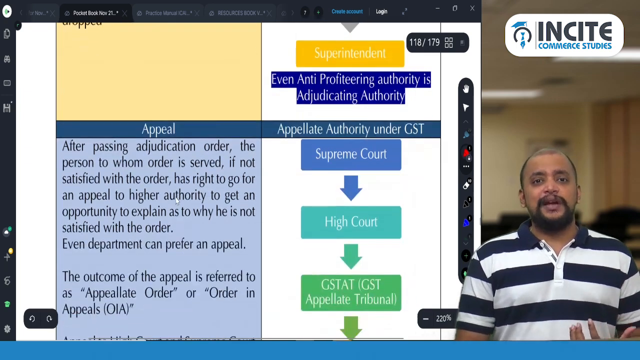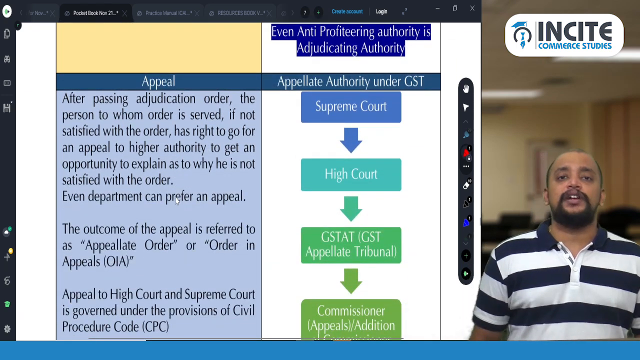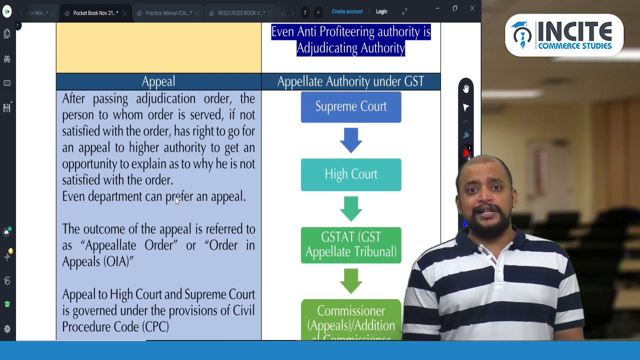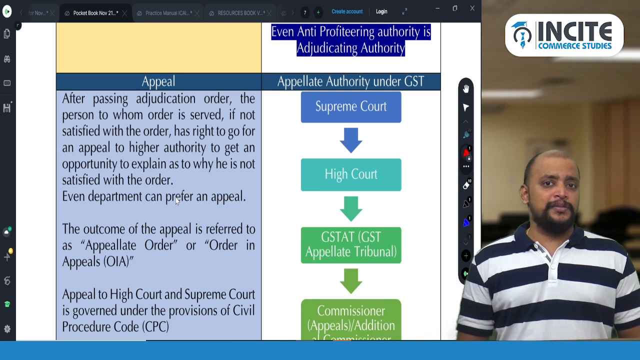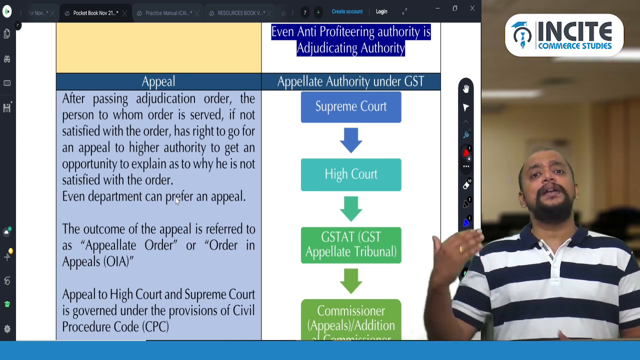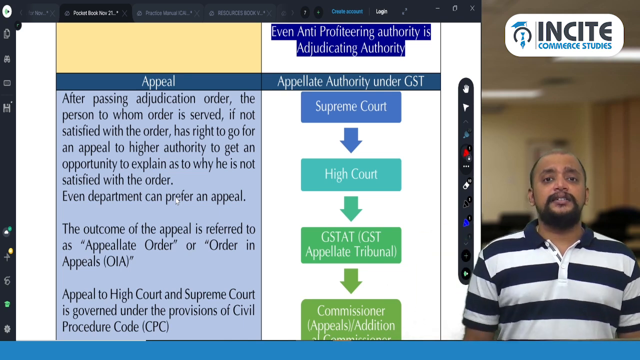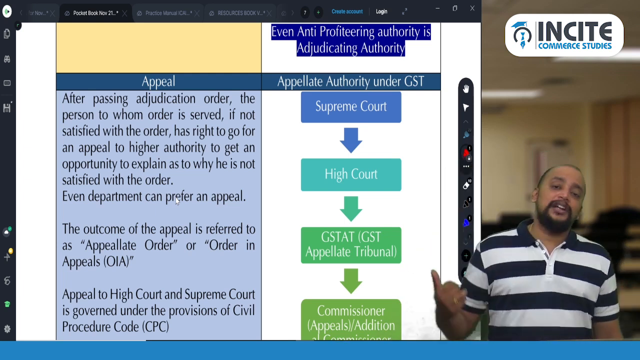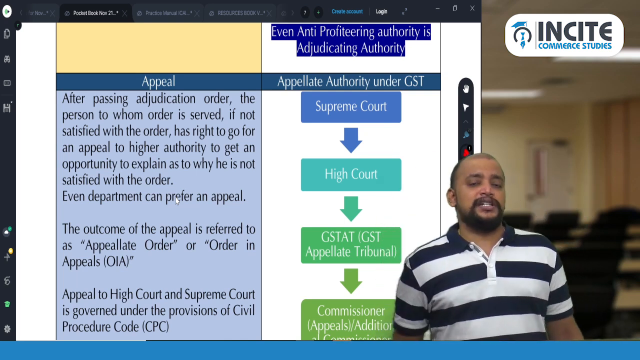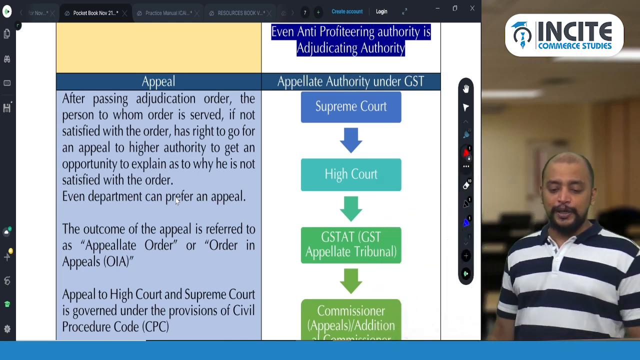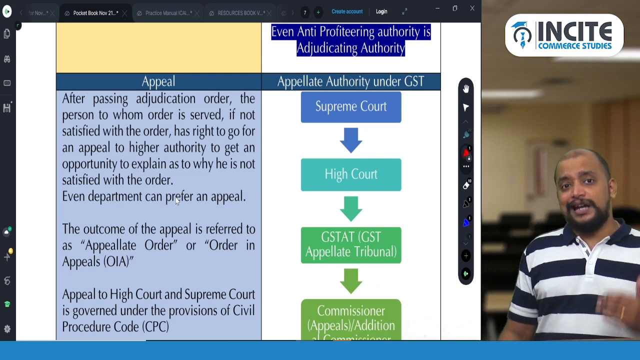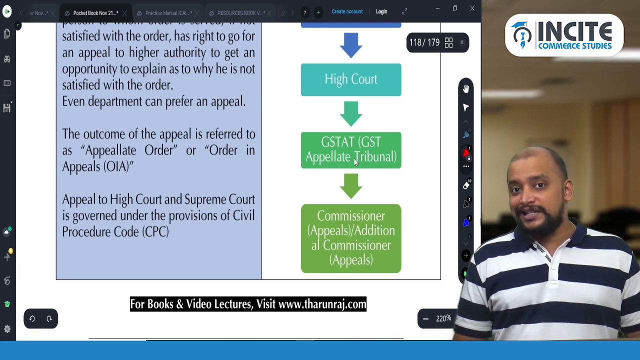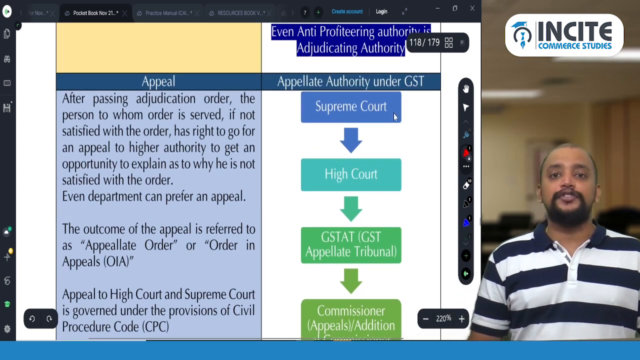In this redressal mechanism, we have four authorities for appeal. The first appellate authority is the Commissioner (Appeals) and Additional Commissioner (Appeals). The second appellate authority is the tribunal, the GST appellate tribunal, and thereafter the next appellate authority is the High Court and then the Supreme Court. So this is the appeal hierarchy: first Commissioner (Appeals), thereafter GSTAT, thereafter High Court, and thereafter Supreme Court.